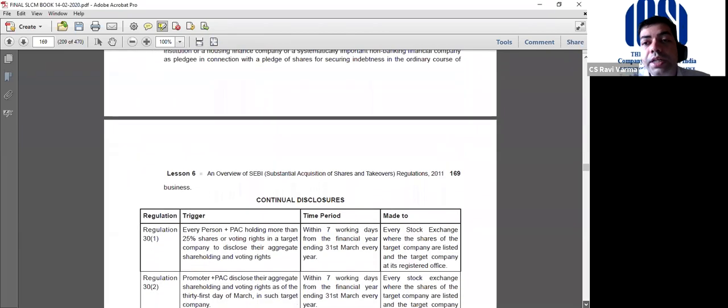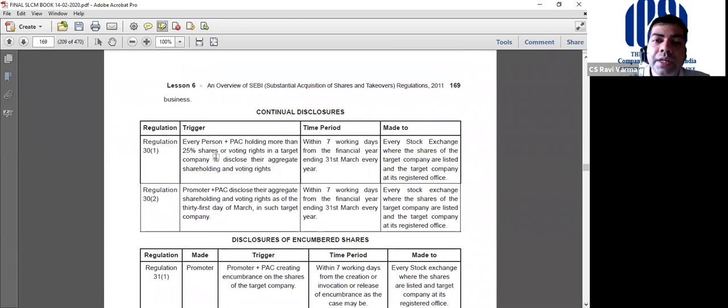Similarly, there is continual disclosure; these were the initial ones. Continual disclosure is every year, annually. SEBI says every person holding 25% or more of a company should inform the stock exchange within 7 working days of their holding. So SEBI and the stock exchange will be aware of the persons holding 25% or more of the company, and you will understand who is controlling. Similarly, for every promoter, see the difference between these two. Initial: every person with 25% or more. If I do not have 25% or more, I am not required to inform under continual. But promoter, irrespective of their holding.